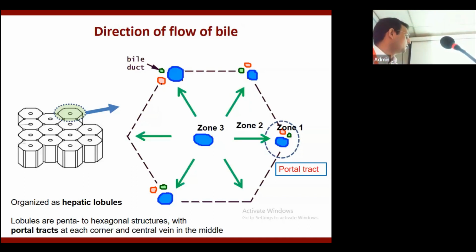This is the flow of bile. The bile is produced by the hepatocytes, and through the canalicular circulation, it goes to the bile ducts. So this is the hepatofugal flow of the bile.